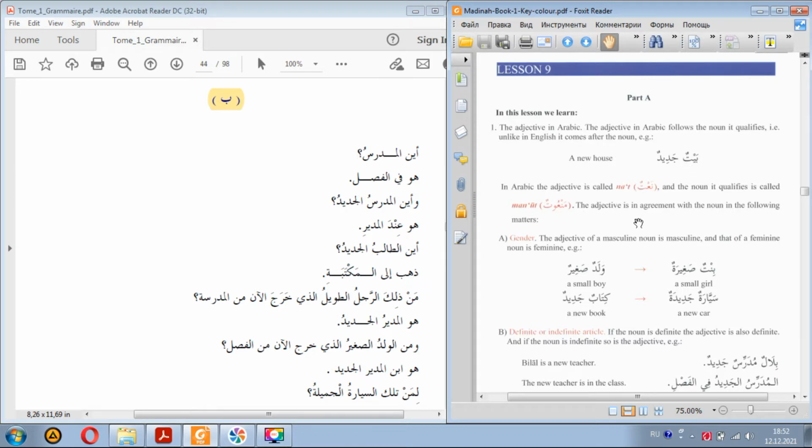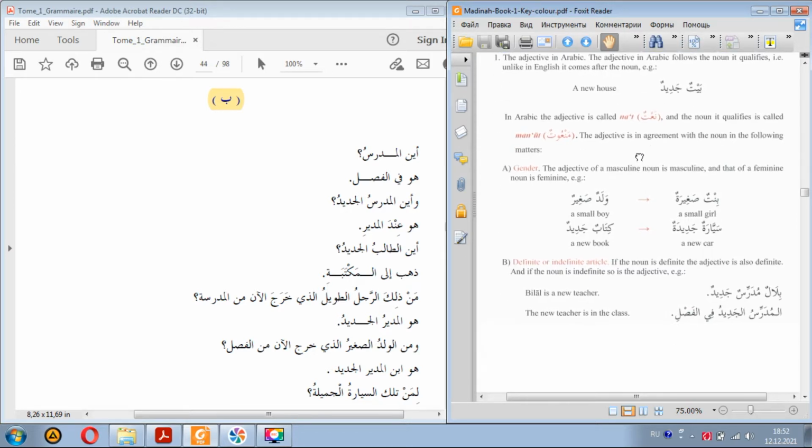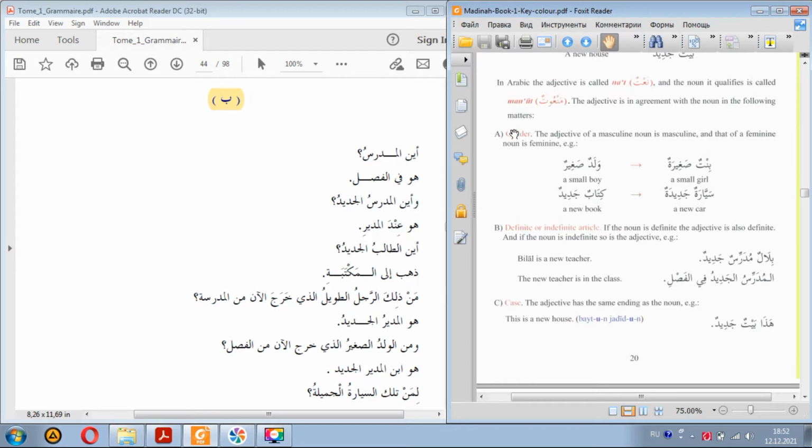And they are in agreement with each other in three things. Firstly, gender. If the noun is feminine, its adjective is also feminine. Well, in this case it has ta marbuta in the end. If the Man'ud is masculine, its na'at is also masculine. It doesn't have ta marbuta.